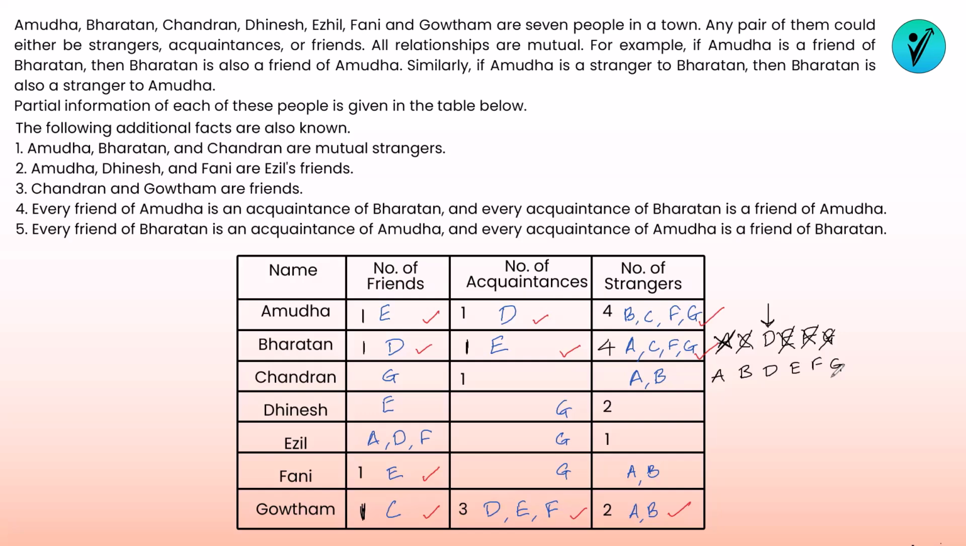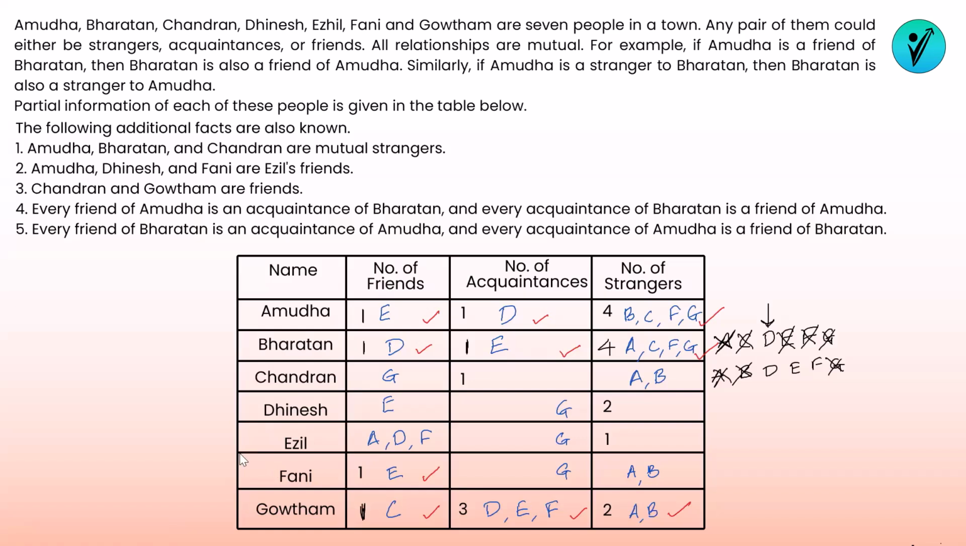Out of which A is accounted for as a stranger, B is accounted for as a stranger, and G is accounted for as a friend. A, B, and G are gone. Now we have to think between D, E, and F. Can D be an acquaintance to C? Can E be an acquaintance to C? And can F be an acquaintance to C? This is what needs to be figured out.